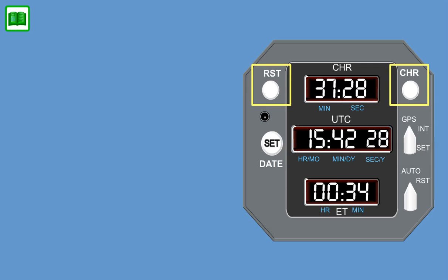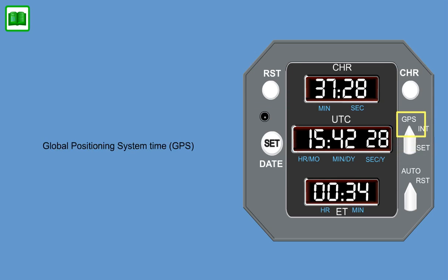2 push buttons control the chronometer, and reset. A 3-position knob selects Global Positioning System Time, GPS, Internal Time, INT, or sets Universal Time Coordination and date functions, set, for the UTC display. The Date Set push and turn button allows you to set the date. A 2-position mode selector for the elapsed time is used to select the automatic mode, auto, or reset function.